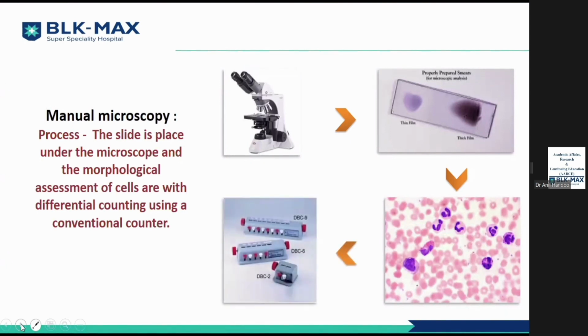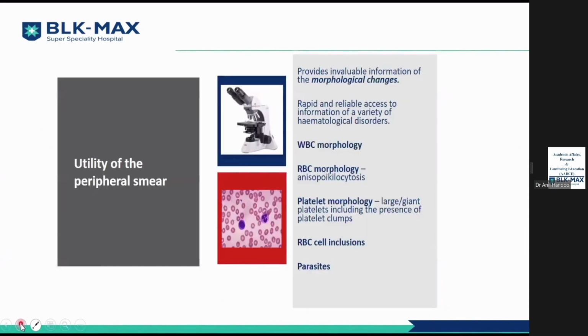Some of them use electronic ones. Nowadays, people have started using the app on their phones and counting the cells. And all this is possible to be done. And you will be able to get your manual microscopy slide.